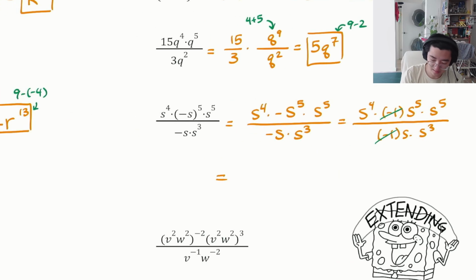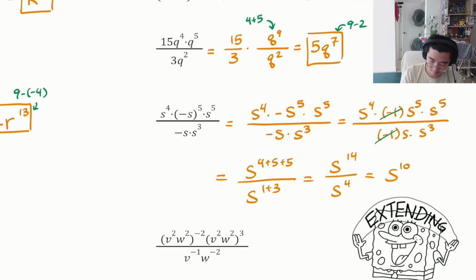So in reality, we're really just working with s to the power of 4 plus 5 plus 5, this plus that. And at the bottom is s to the power of 1 and then 3. So all we have here is s to the power of 14 over s to the power of 4. And then we just subtract them, just 14 minus 4.